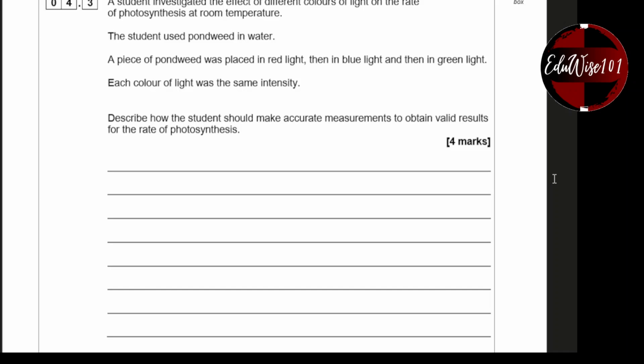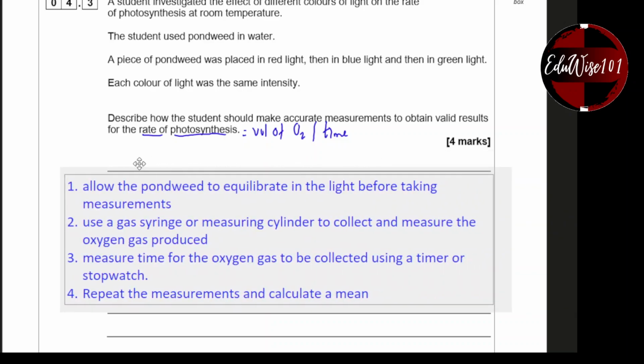So remember, to measure the rate of photosynthesis, you would need the volume of oxygen and then divide it by the time. So volume of O2 produced, divided by the time, would give you the rate of photosynthesis. So here's the answer.